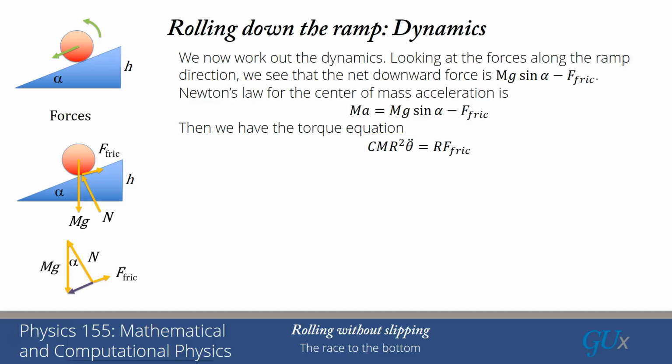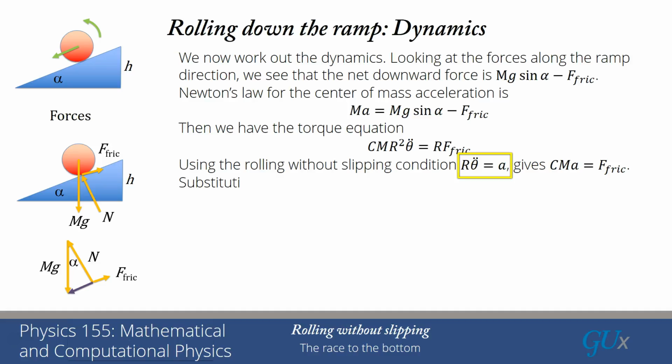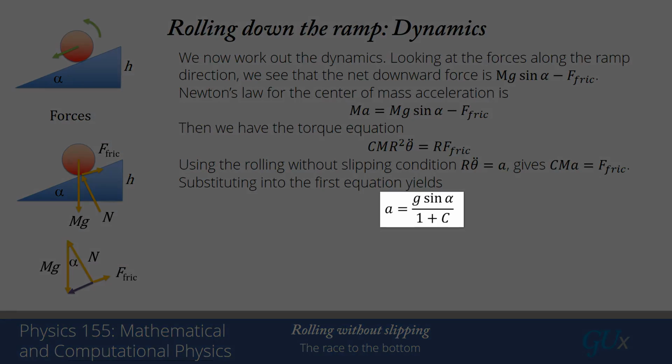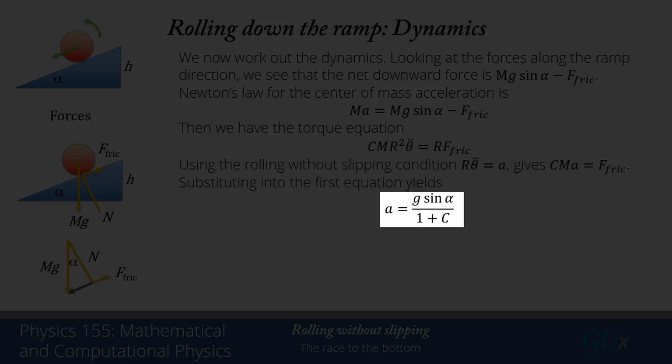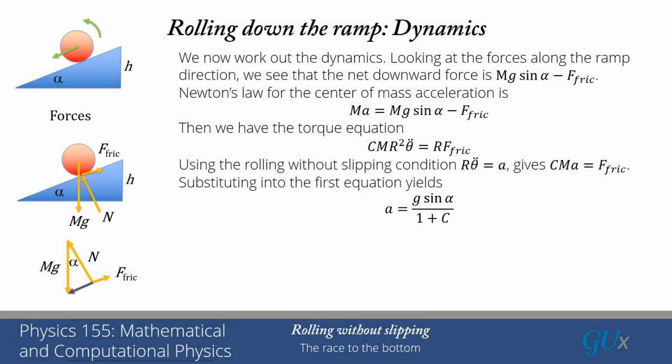Now, if you look at this, we can cancel an r from both sides of the equation, and we furthermore can use the rolling without slipping constraint, which says r theta double dot must equal the acceleration, and then we get this equation cma is equal to F friction. So I'm going to take that and substitute in for F friction in our first equation. I'll get ma = mg sine alpha minus cma. I'll bring that to the left-hand side. The m's are going to cancel, and I'm going to solve for the acceleration. And when I do that, I get the acceleration is g sine alpha over 1 plus c. All right, great. We found the acceleration.